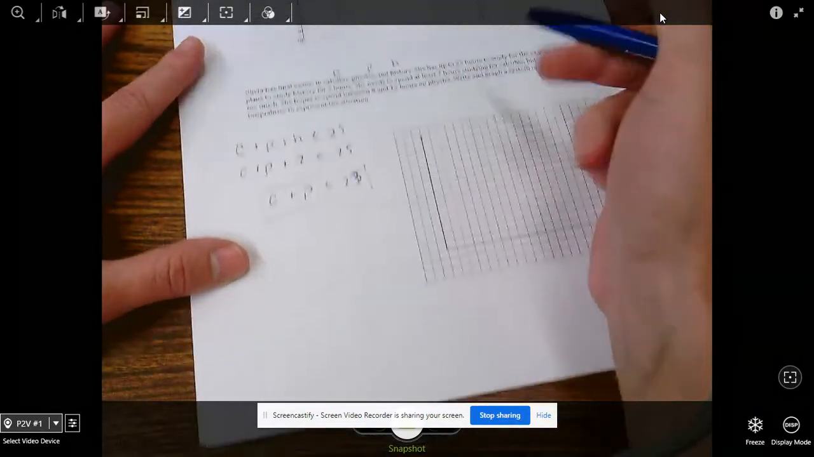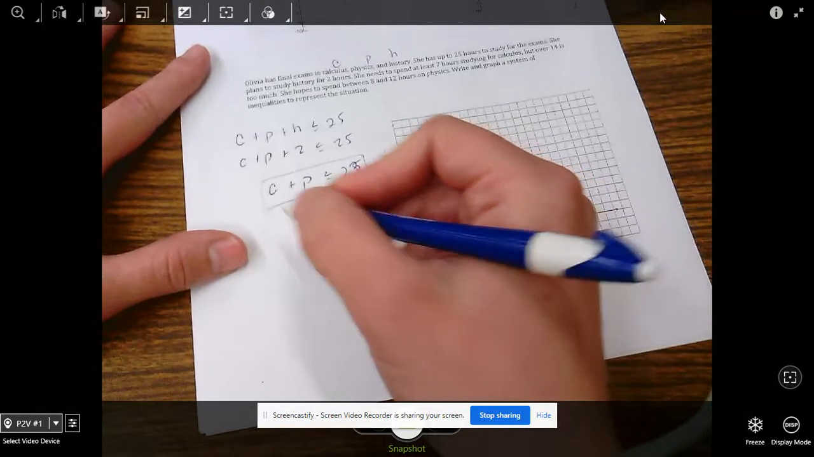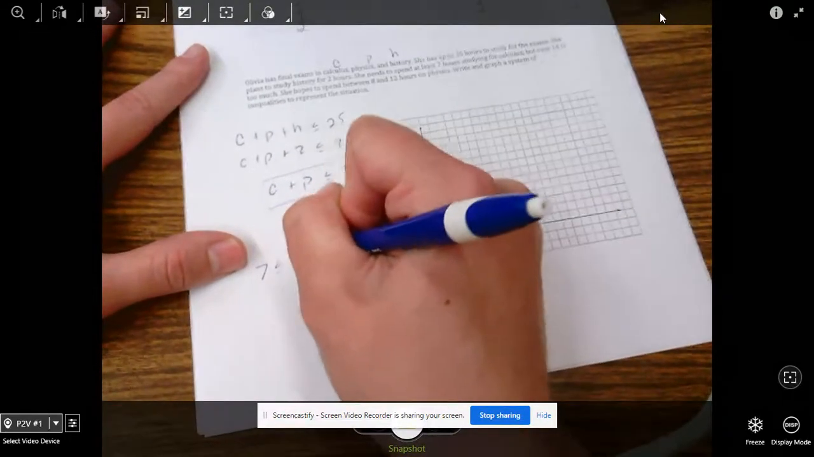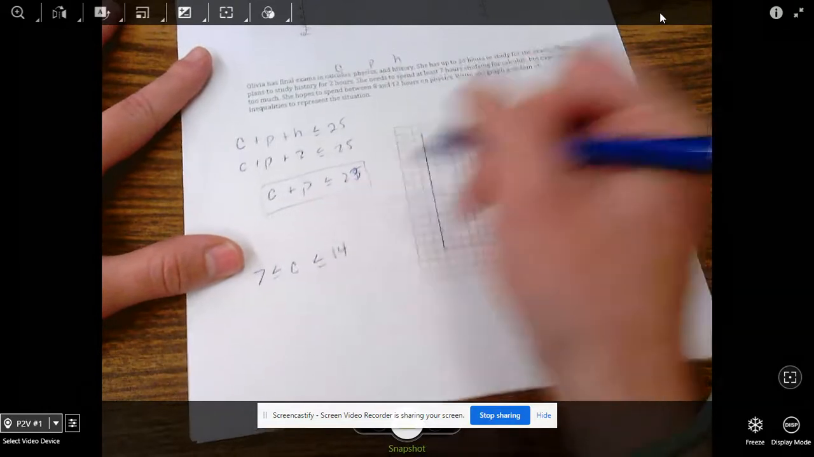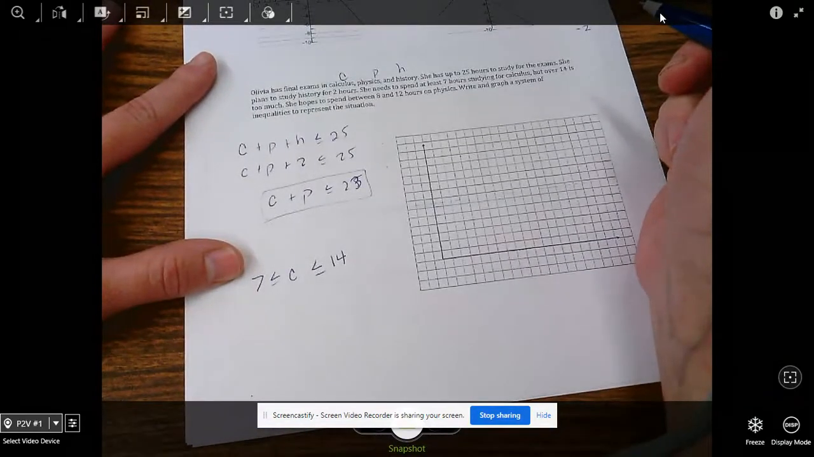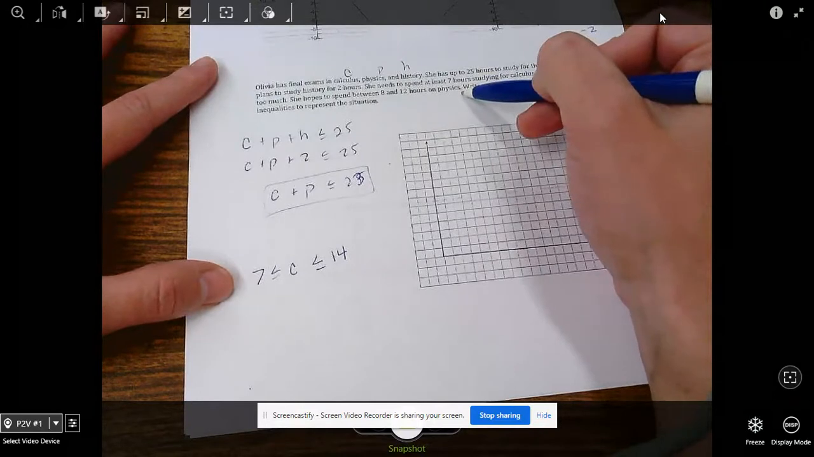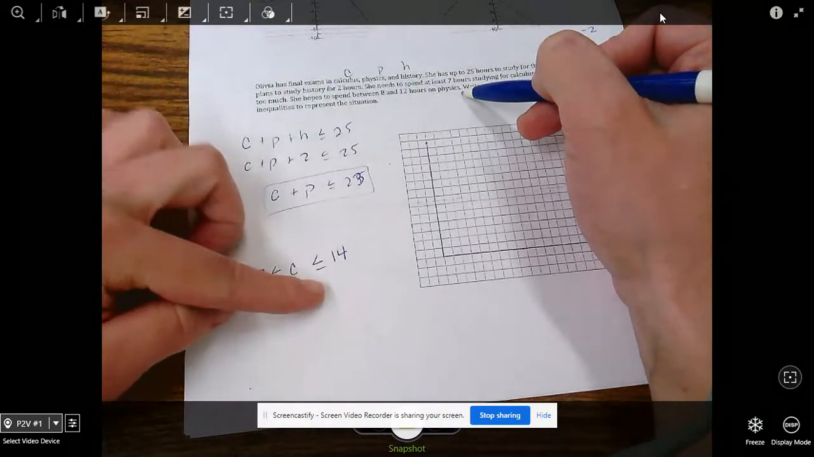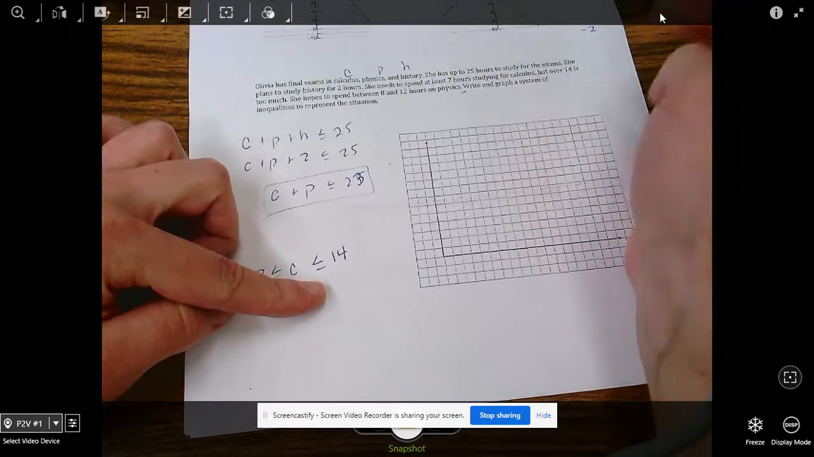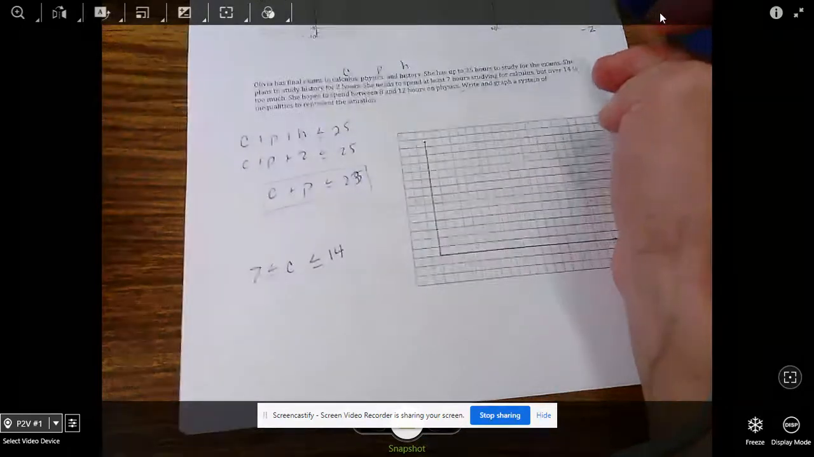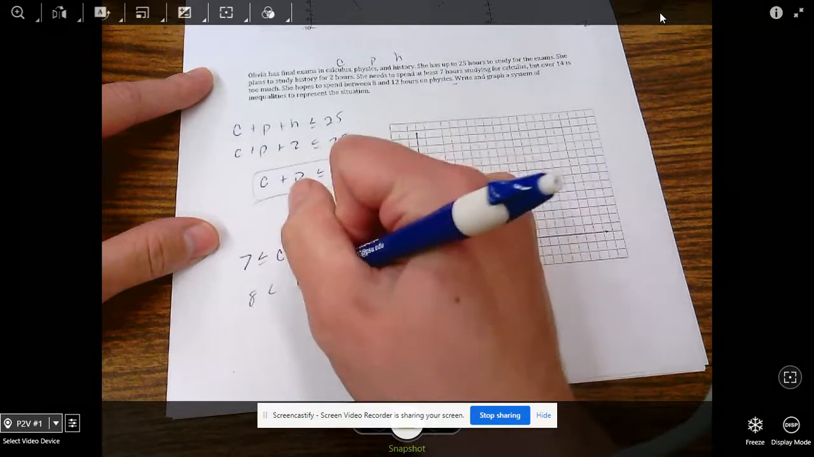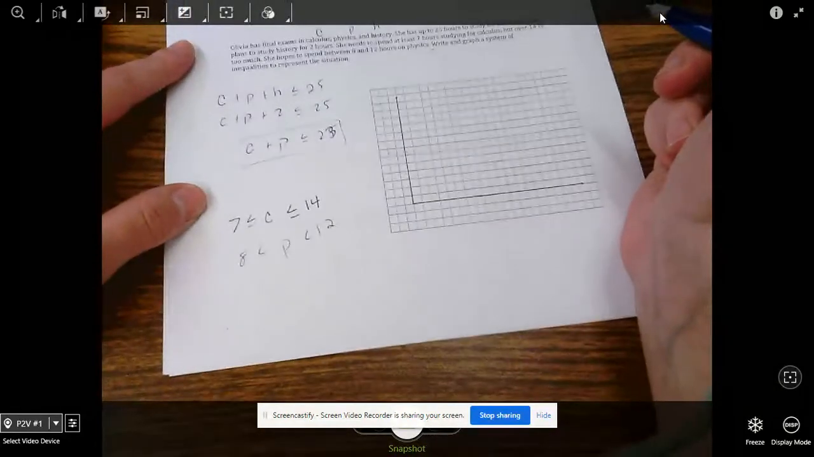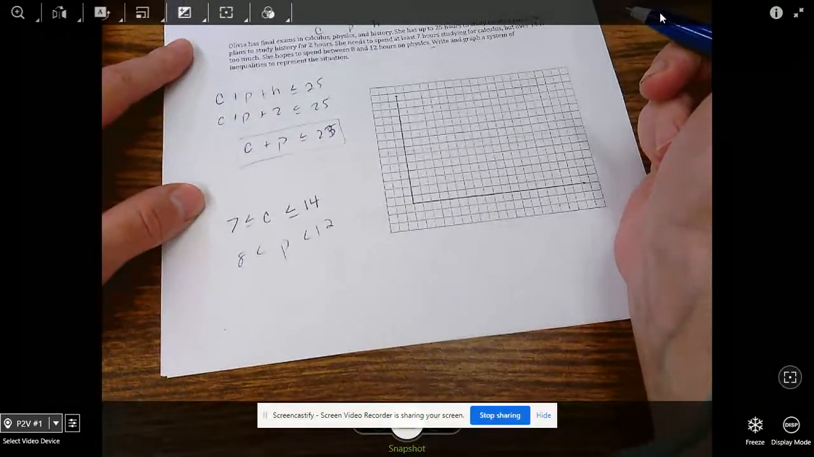It says she needs to spend at least 7 hours studying for calculus, but over 14 is too much. So if she has to spend at least 7, it should be more than or equal to 7, but if you're over 14, it's too much, so you can be at least 14 or less. She hopes to spend between 8 and 12 hours on physics. It said between and say including.